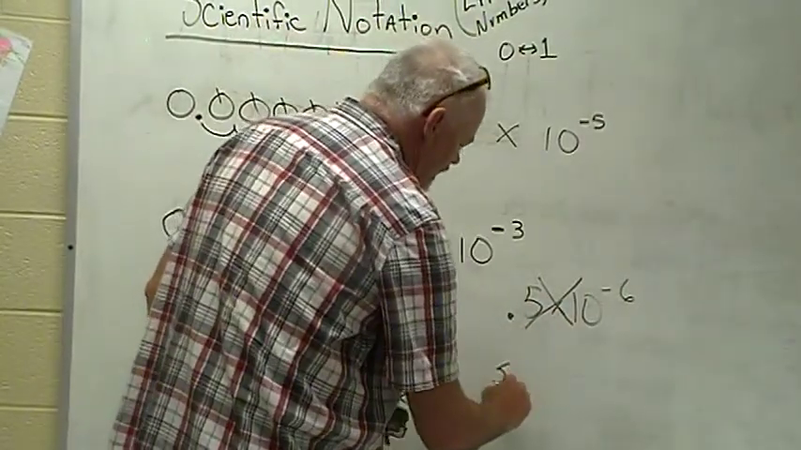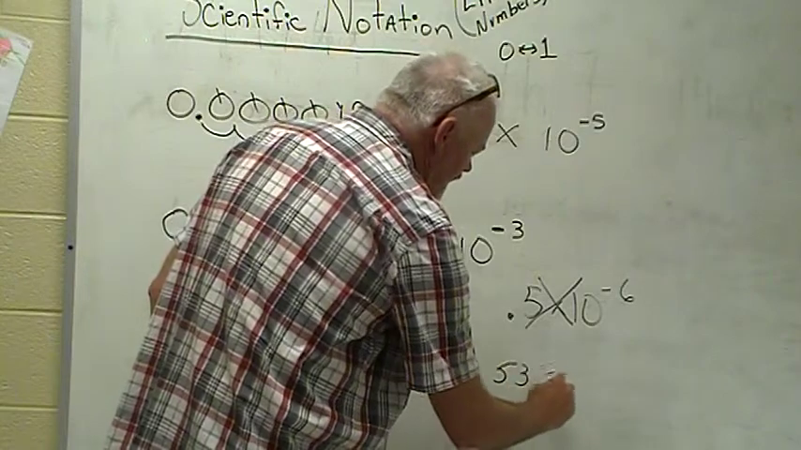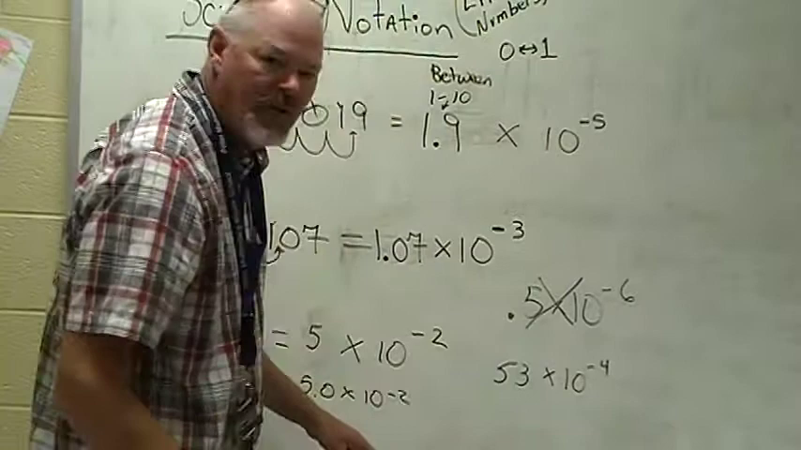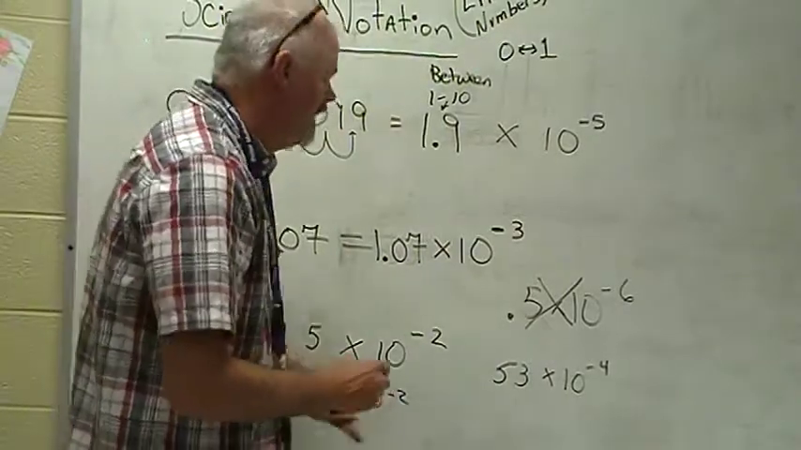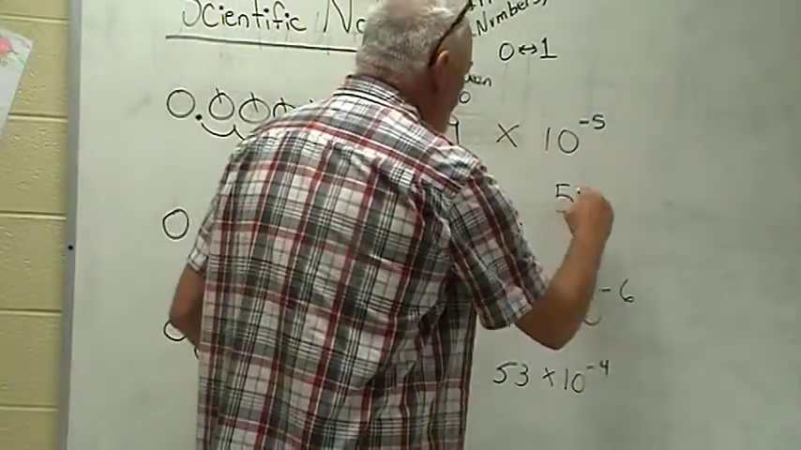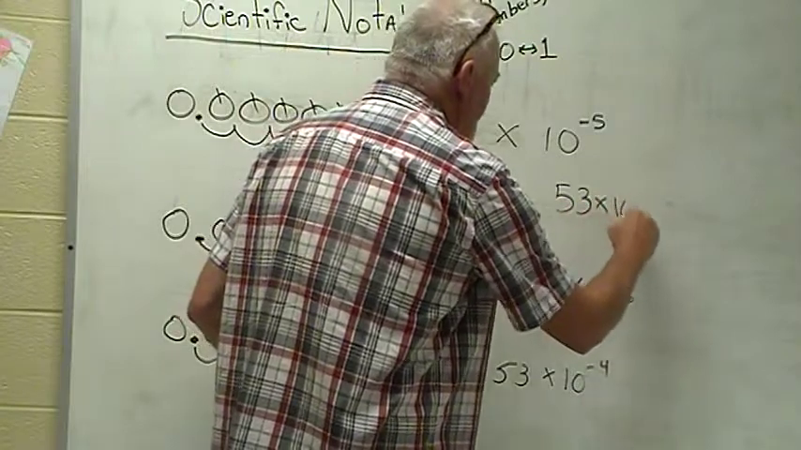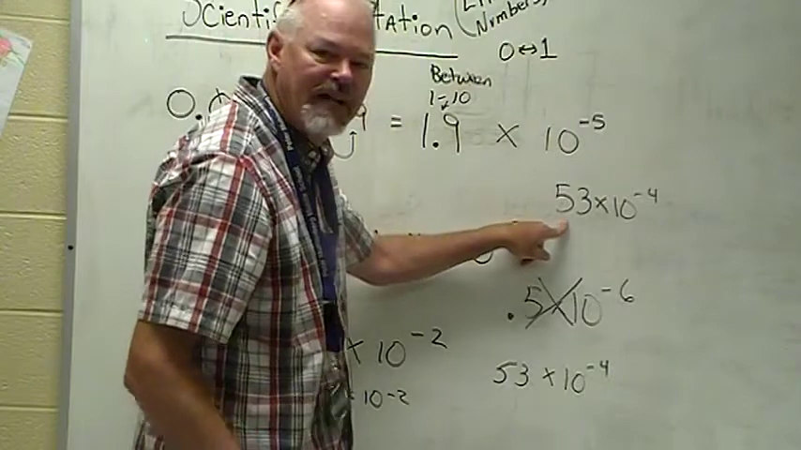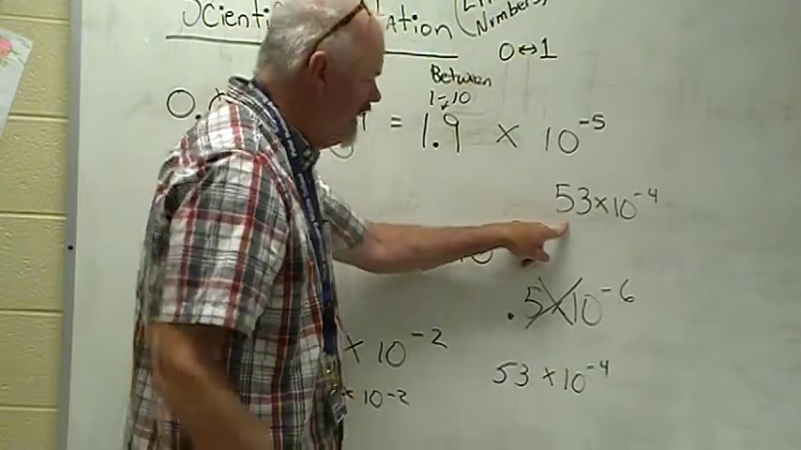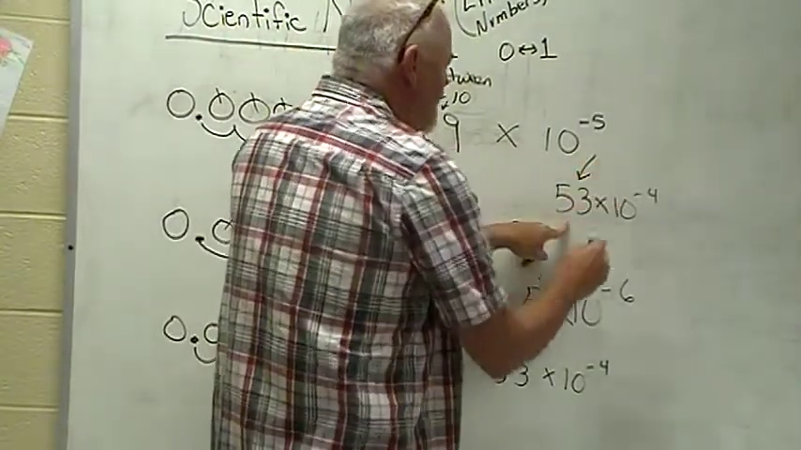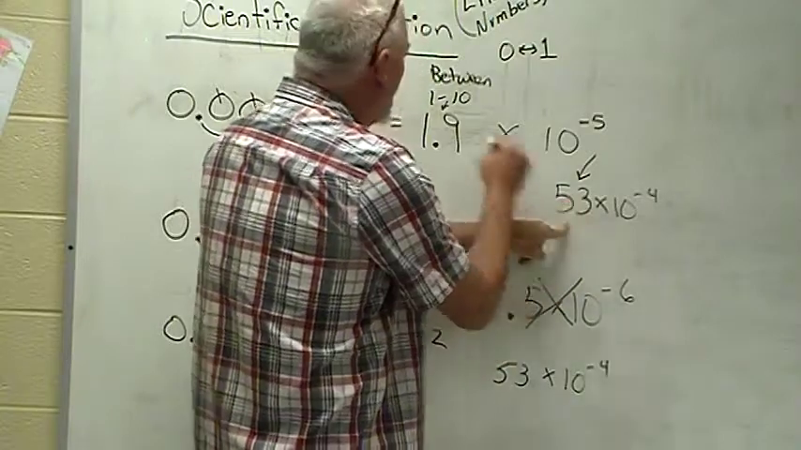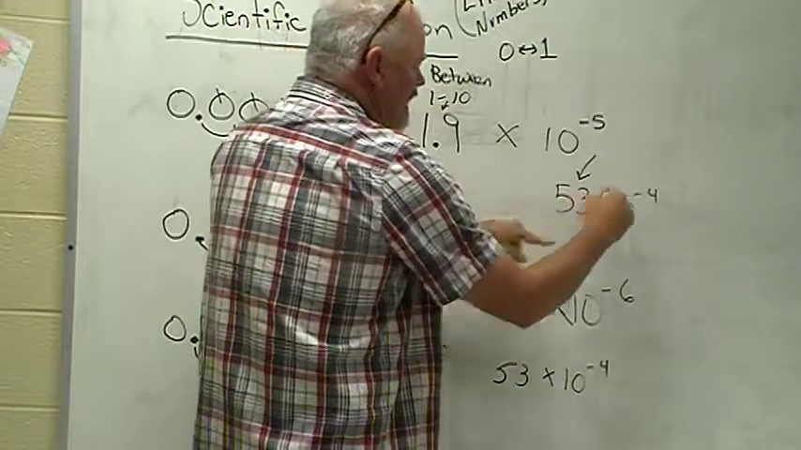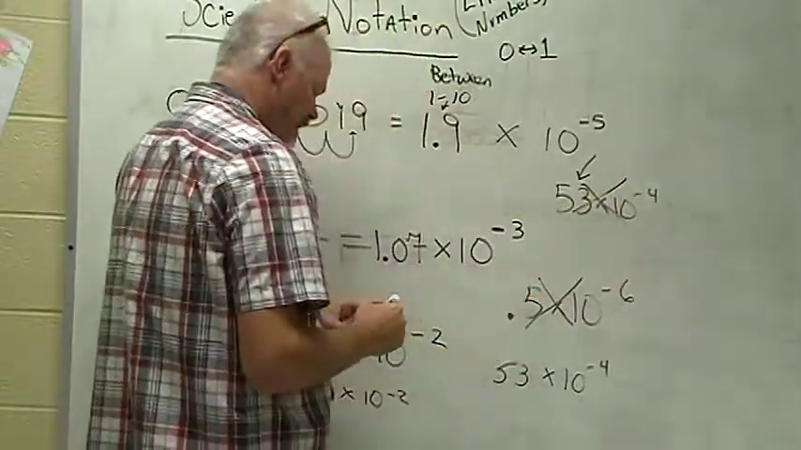What if I do 53 times 10 to the negative 4th power? Oh, you might not be able to see that one. Let me do it up here. 53 times 10 to the negative 4th power. This one right here. Would this be scientific notation? Heck no, this number's too big. Way too big. It needs to be between 1 and 10, this first number. This is okay, but this is not. So this is not scientific notation.